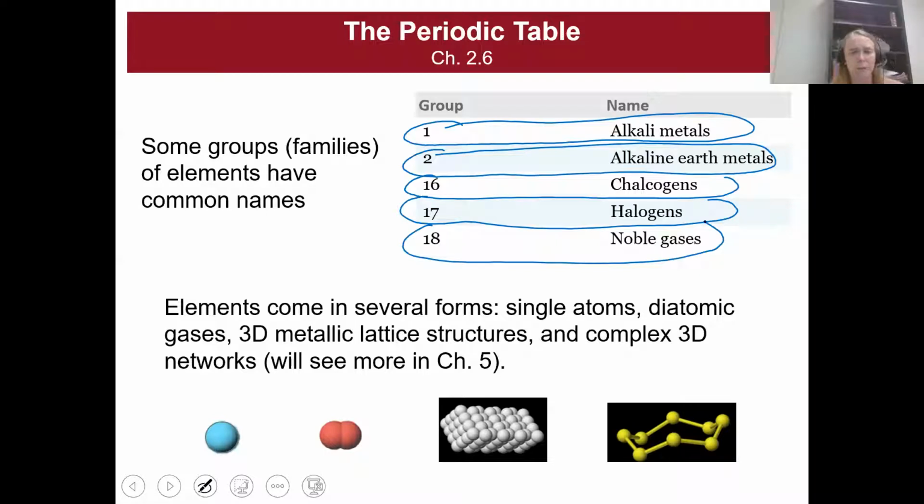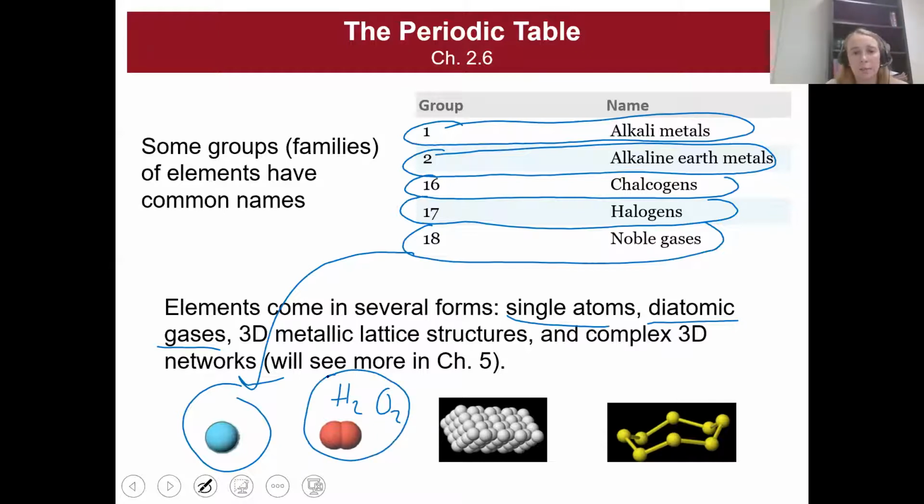And then one more fun fact about the periodic table is that elements come in several forms. Sometimes they come as single atoms, like the noble gases. Sometimes they come as diatomic gases, like I briefly mentioned for hydrogen, oxygen. So those diatomic molecules look like this. Sometimes they come as metallic lattice structures. I mentioned that is also a representation of an element, even though it's got lots of atoms included. And sometimes they can come as these weird 3D networks.